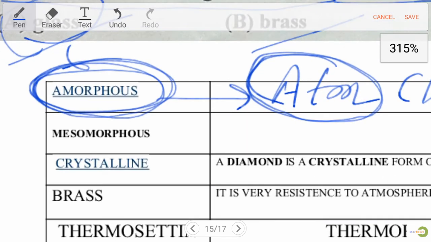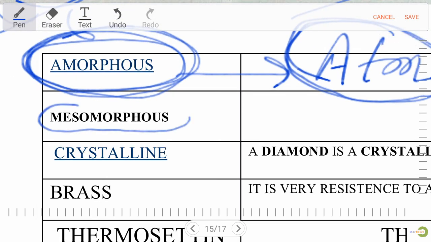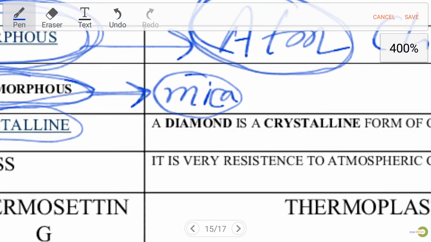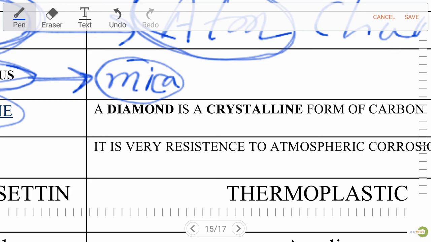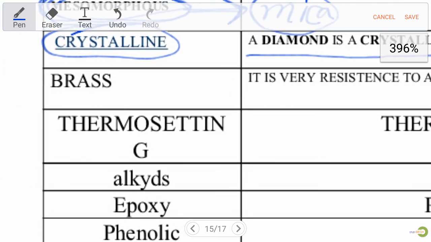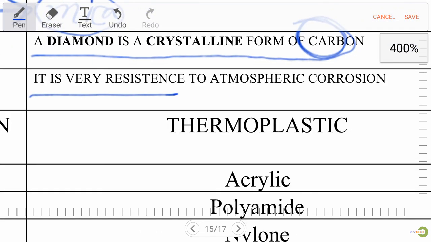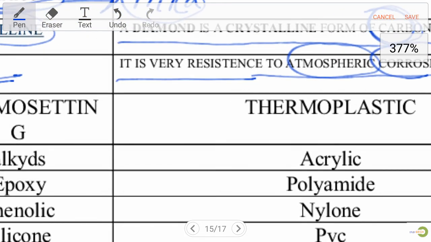Next is mesomorphous material, and the example is mica. In mica, some atoms are arranged in a correct manner, but the remaining atoms are not arranged in a regular pattern. So the example for mesomorphous is mica. And for crystalline material, the atoms are arranged in a crystal order. So diamond is a crystalline form of carbon, as we know. And brass is very resistant to atmospheric corrosion, always remember.